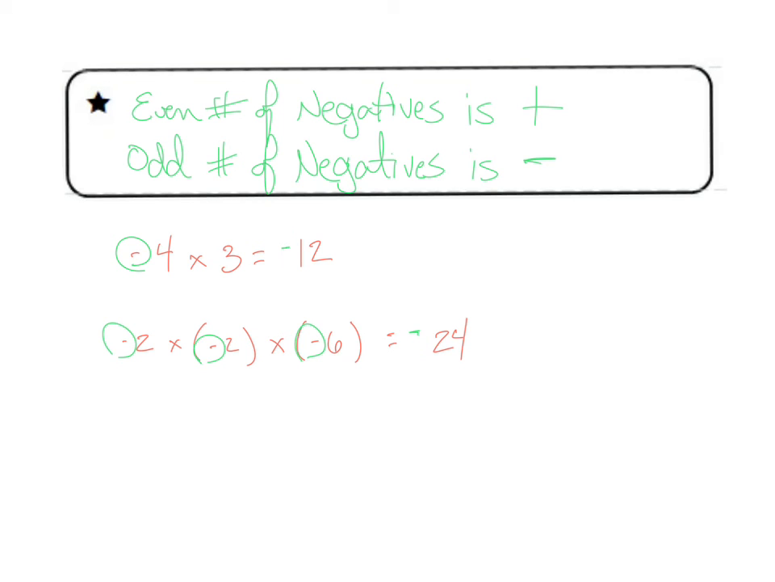Now if I looked at this a different way, I could think of it as negative 2 times negative 2 is positive 4. And when I multiply that by negative 6, I end up with negative 24 because I only have one negative. So you can either do it in parts, where you put the first two together, you take that solution and put it with the last one, or you can just multiply them straight across, remembering if you have an odd number of negatives, your answer is negative. If you have an even number of negatives, your answer is positive.